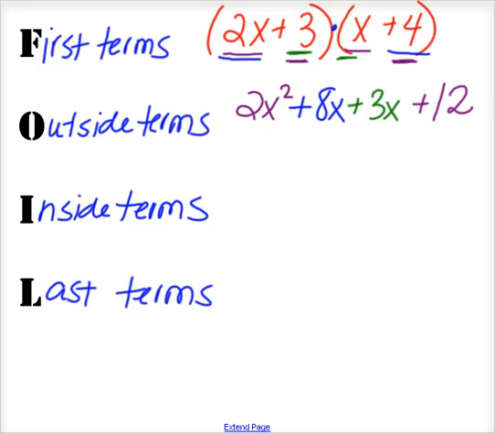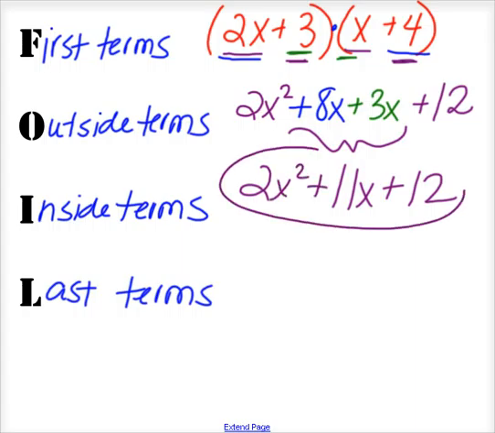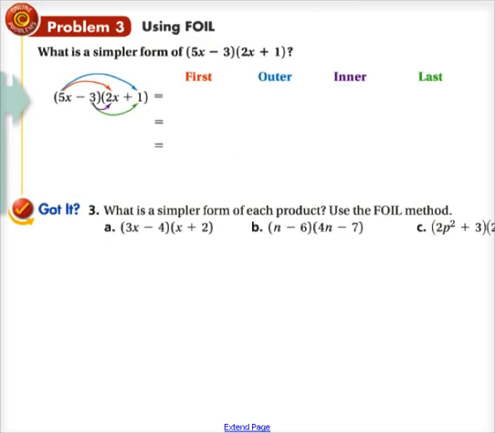Combine like terms. This is the only part we need to combine, the x's. 8 plus 3 is 11x. Our plus 12 stays, and our 2x squared. There's our trinomial. That's the answer to our 2 binomials multiplied. Let's do another example.